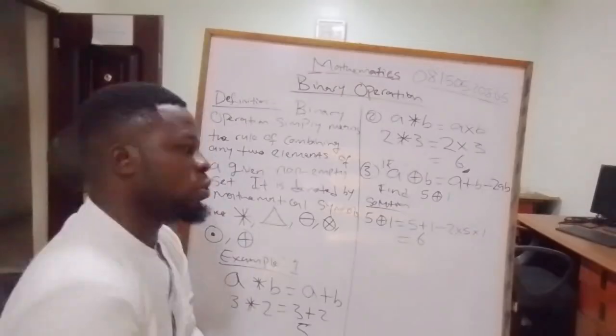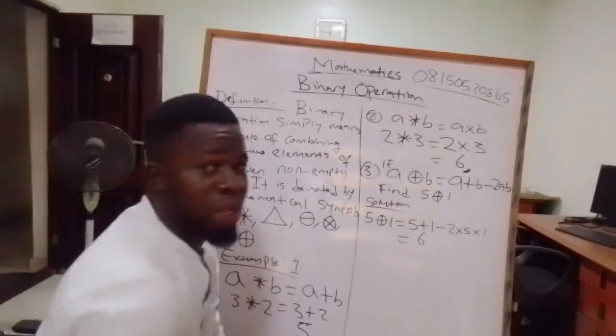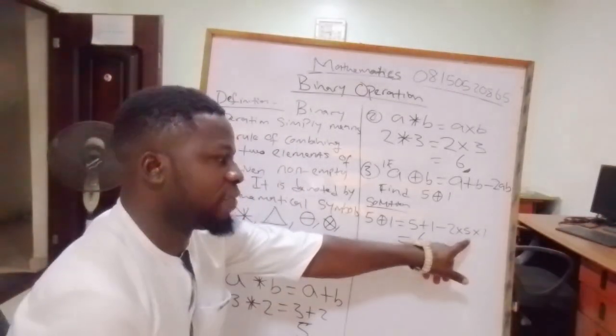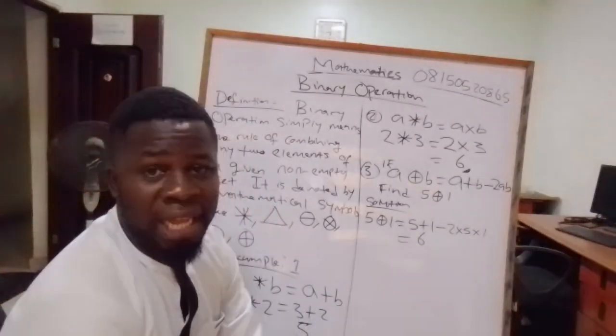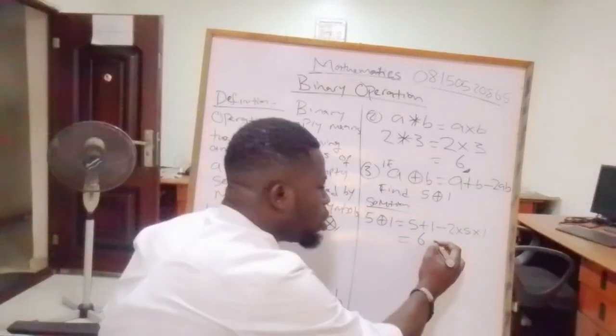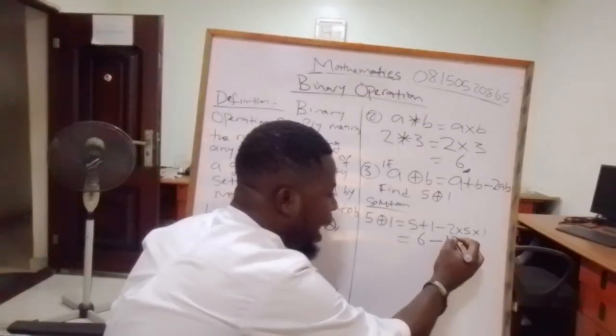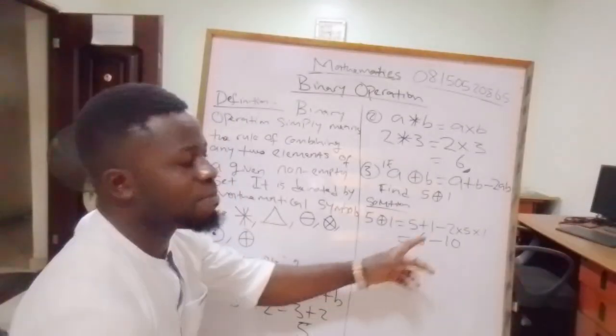So let's see what's going to happen here. Your multiplication is going to be involved now. What is 2 times 5? 2 times 5 will give you 10. And what's 10 times 1? 10 times 1 will still be 10. So this is now going to be 6 minus 10. What is 6 minus 10?